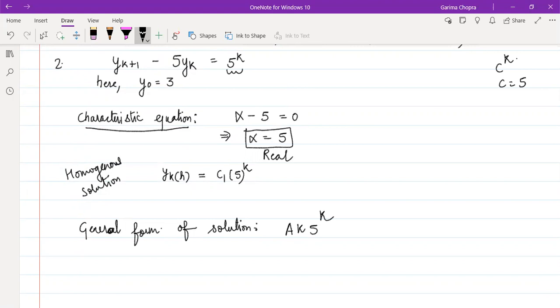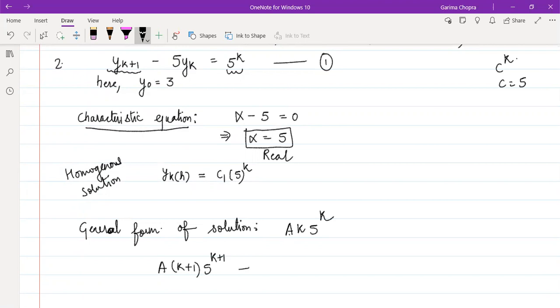So this is the general form of the solution, and once we have assumed it, we will put this general form in the given recurrence relation, which is this equation 1. So it will be a, a constant which we need to determine, and this k will become k plus 1, and similarly it will become 5 raised to power k plus 1, because here we are finding the k plus 1th term.